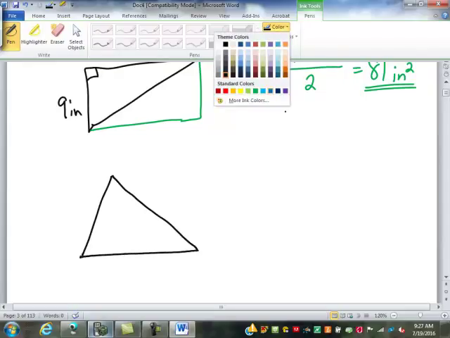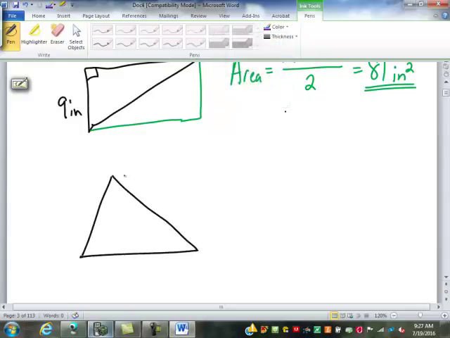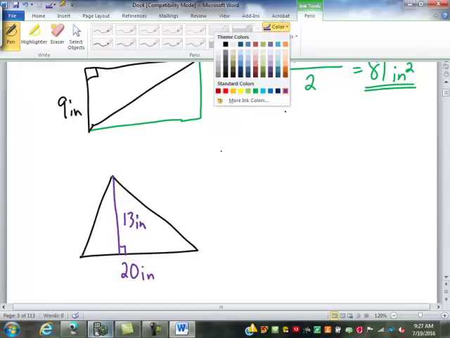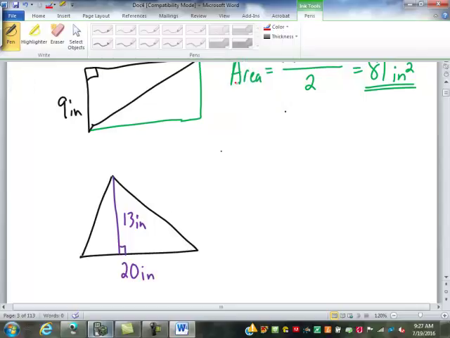If we have a triangle that does not have a right angle, you'll recall that what we needed was two dimensions that are at a right angle to each other. So if I have this bottom down here, let's say that that's 20 inches, and let's say I know that this height here is 13 inches, to know if those two dimensions will work to find the area, I have to answer two questions. Question number one is, are they perpendicular? In other words, do they form a right angle with each other? In this case, the answer is yes.